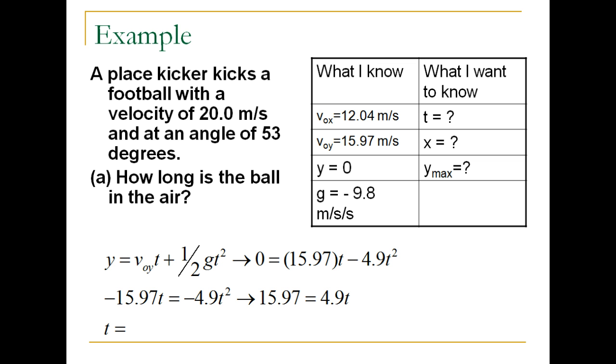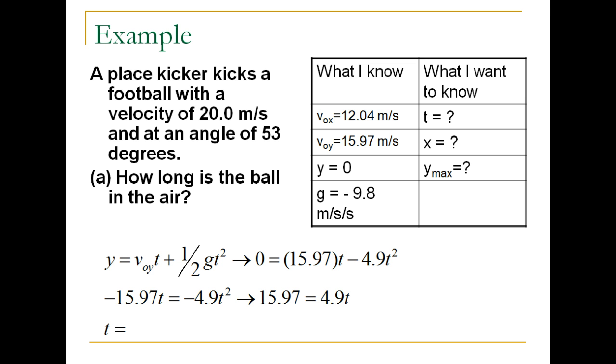So we take our equation: y is equal to the initial velocity in the y direction times time plus 1/2 gravity times time squared. We know our displacement in the y direction, since it hits the ground, is 0. So that y is just like displacement. So we put a 0 in for that, equals 15.97, our calculated initial velocity, times time, minus 4.9 times time squared. Now we have to solve, so we're going to move one of these to the other side of the equation.